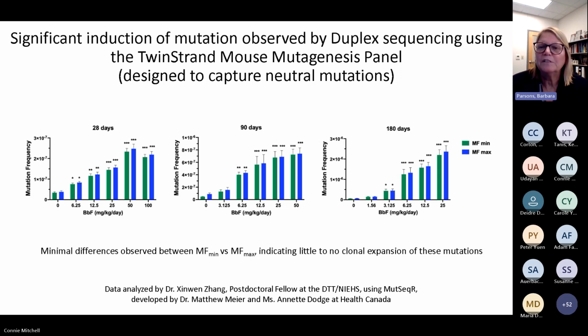What may not be obvious to everybody is there are 2 ways to calculate duplex sequencing mutagenesis data, and that is mutant fraction min and mutant fraction max. Mutant fraction min means if you observe the same mutation more than once, you only count it one time. And what these figures show is that there are minimal differences between mutant fraction min and mutant fraction max, suggesting that using the mouse mutagenesis panel, which is designed to capture neutral mutations, you see little to no clonal expansion of these mutations. Next slide, please.